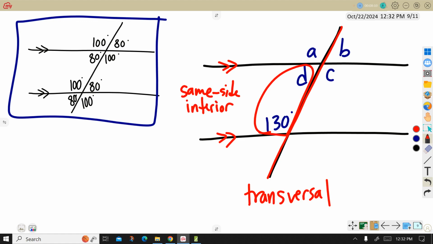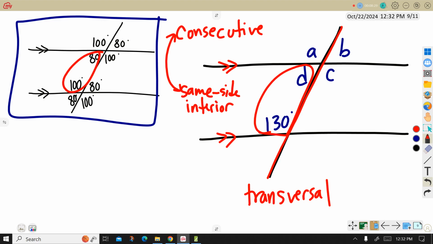We also call them consecutive interior angles, right? That was another word I taught you guys. So just understand that the words consecutive and same side are interchangeable. Either one of those words can go there. Okay, so let's look at our same side interior angles. Let's find out what the relationship is between those two. Are they equal or do they add up to 180?